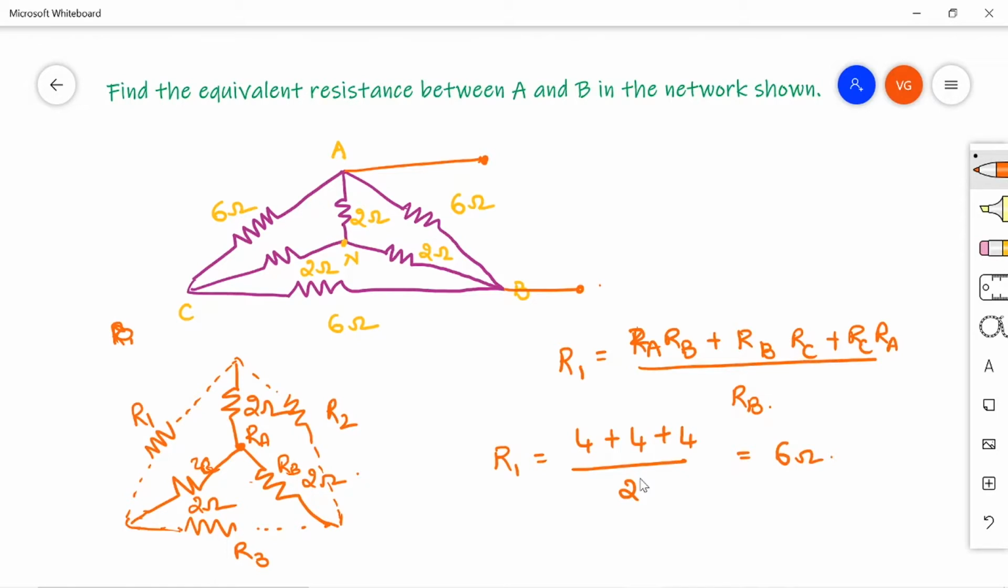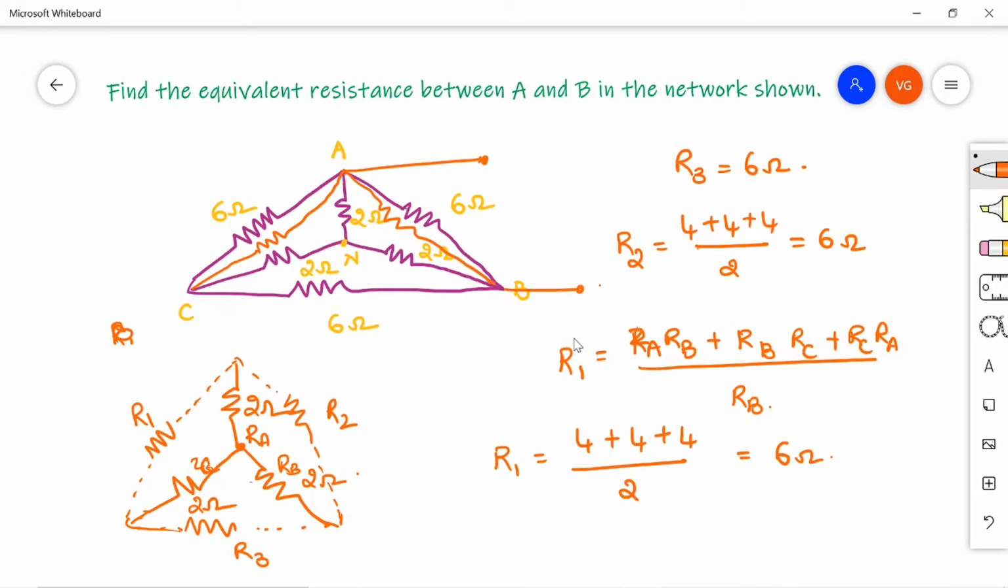Again for R2, the numerator is 4 plus 4 plus 4 only, divided by the opposite resistance, which is RC, again 2, so 6 ohm. Similarly R3 is also 6 ohm. Now R1 is connected between A and C terminals, R2 is connected between A and B, and R3 is between B and C. If you draw it like this, it will come.